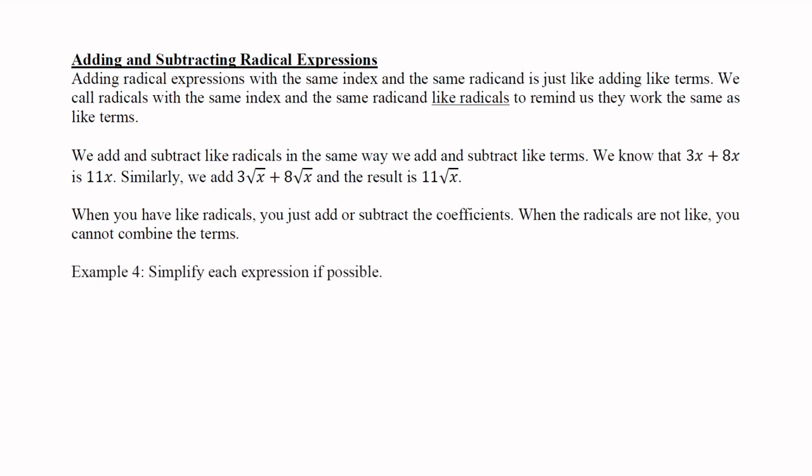So let's simplify each expression if possible. Here we have 2 square root of 2 minus 7 square root of 2. If we were to collect our coefficients, we can do 2 minus 7, which would give us negative 5 square root of 2. For the next one, we have 5 cube root of y plus 4 cube root of y. Again, the cube root of y's are like terms, so we're going to collect our coefficients, and that gives us 9 cube root of y.